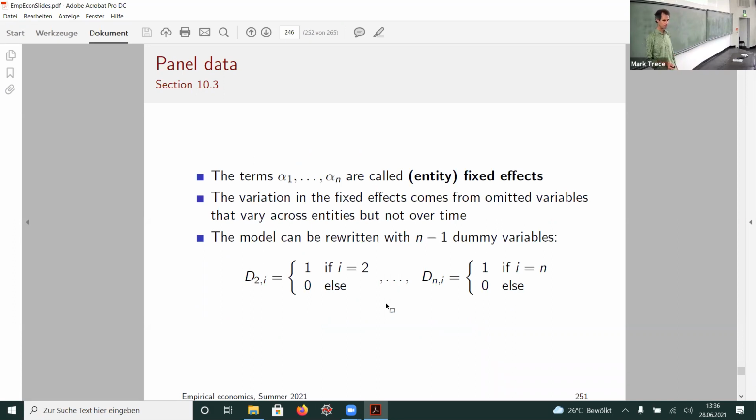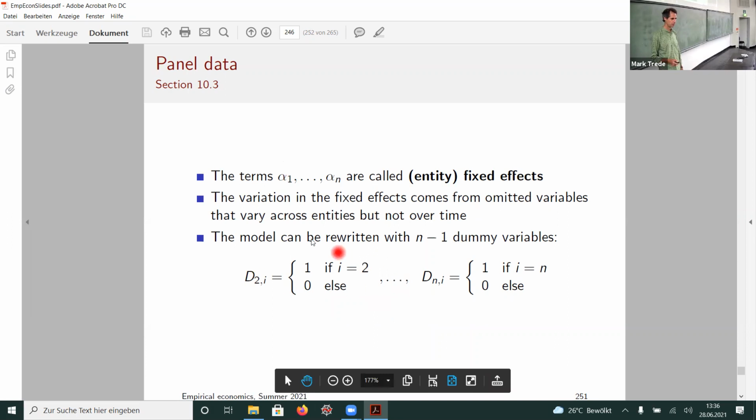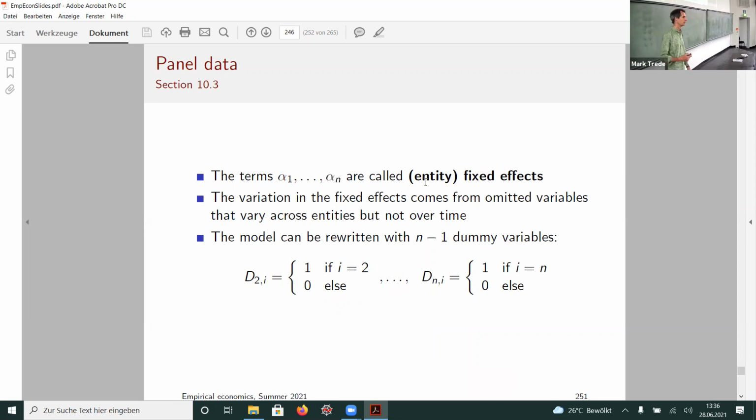All right, so how can we estimate the model? Well, we have the different intercepts and we call those the fixed effects. Sometimes they're called the entity fixed effects or individual fixed effects, but we just call them the fixed effects. And then the variation in those fixed effects comes from omitted variables that do not change over time, like cultural attitudes, like gender, like whatever.